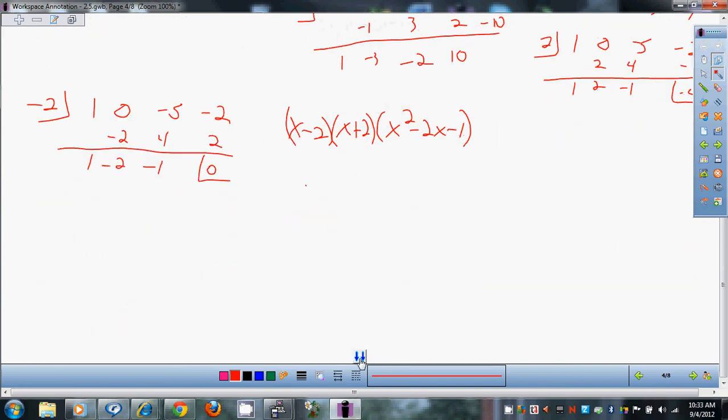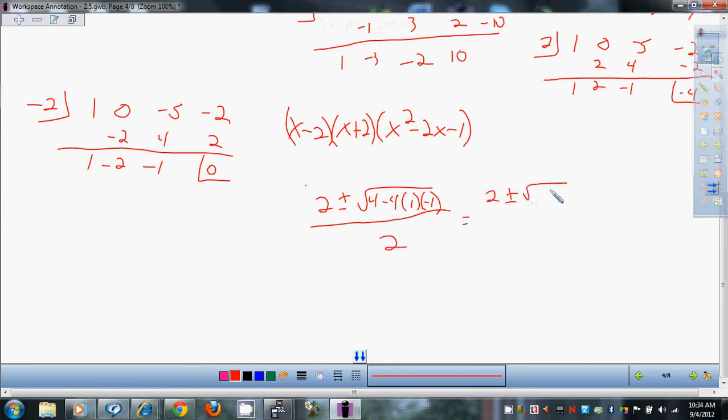All right. Negative b plus or minus the square root of b squared minus 4ac, all over 2a. So that's 2 plus or minus the square root of 8 over 2, 4 minus the negative 4, 8. What does radical 8 reduce to? 2 square root of 2. Which reduces to 1 plus or minus radical 2.